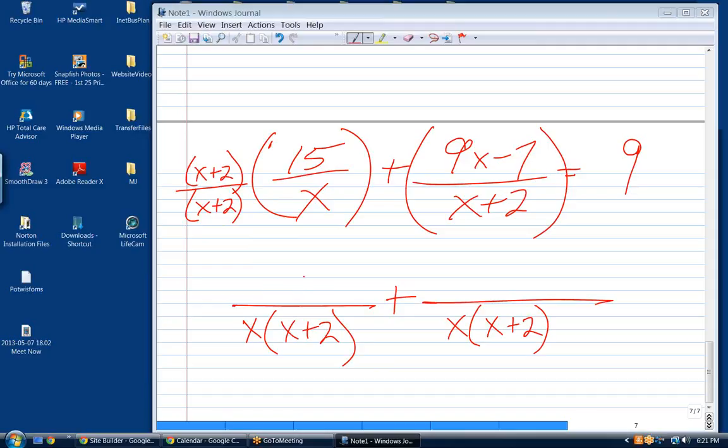What's the new numerator of the term on the left? What's 15 times x plus 2? 15x plus 30. Okay.